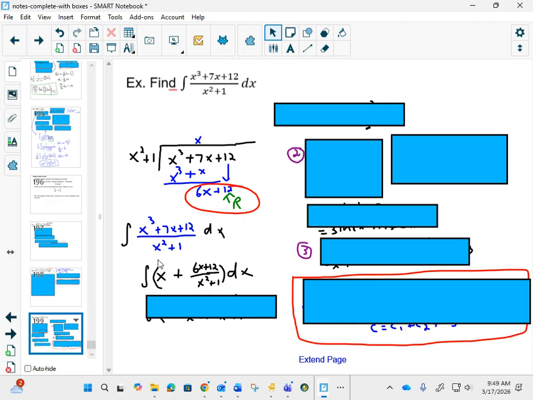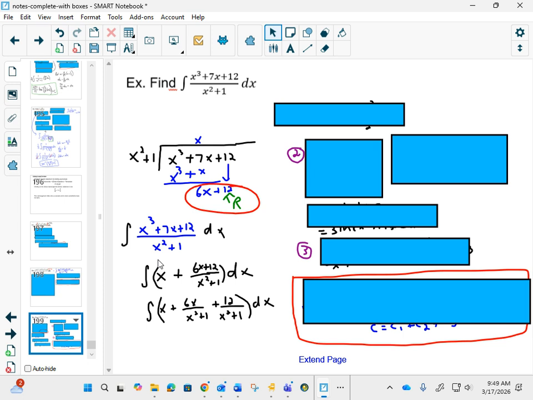However, I have an issue because what's the derivative of the bottom? 2x. And I have an x here, but I also have a plus 12. So I also have to use the algebraic manipulation strategy of unadding those fractions. Okay, so now the x I can do, this one is going to be substitution. And do you recognize what the last one is going to be?